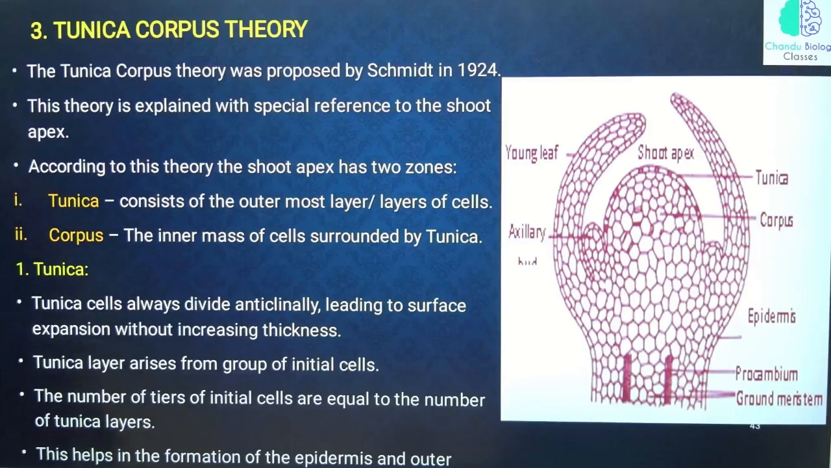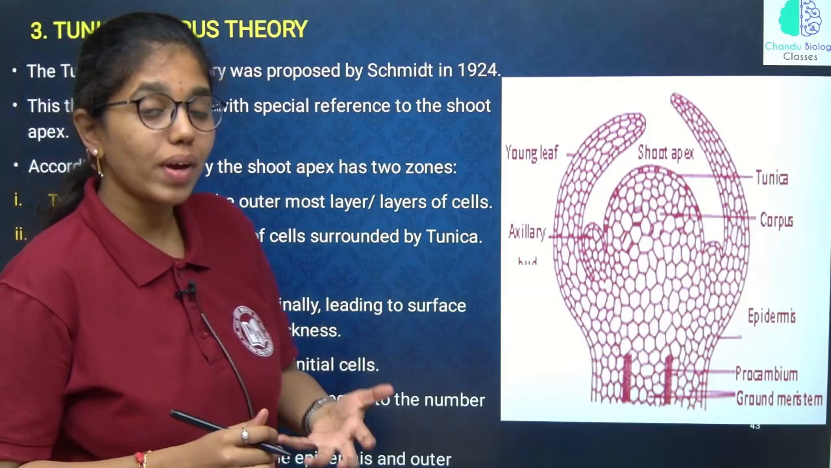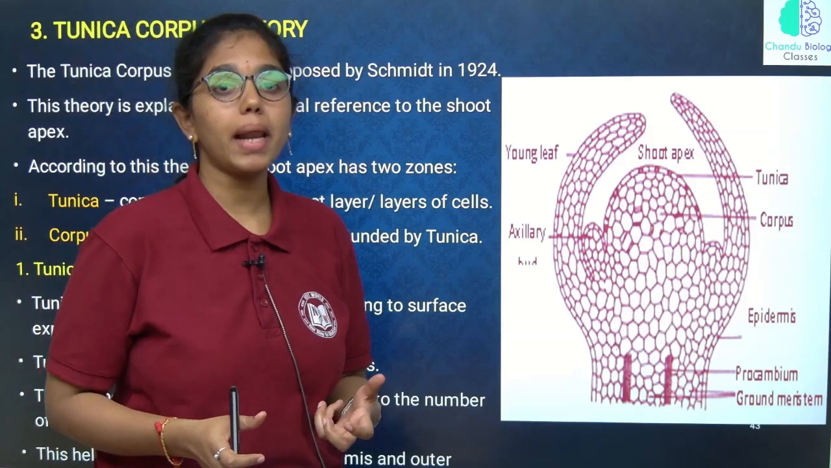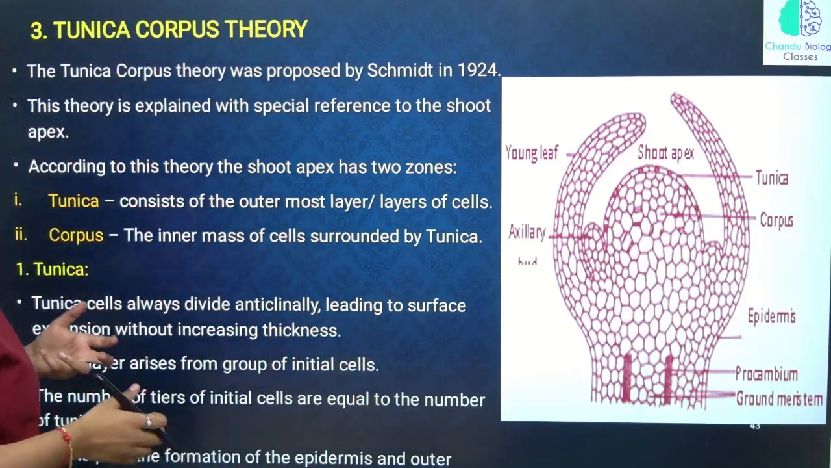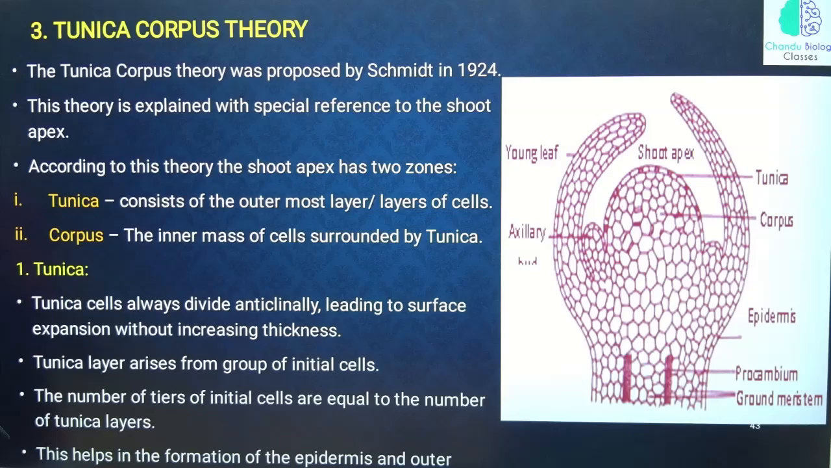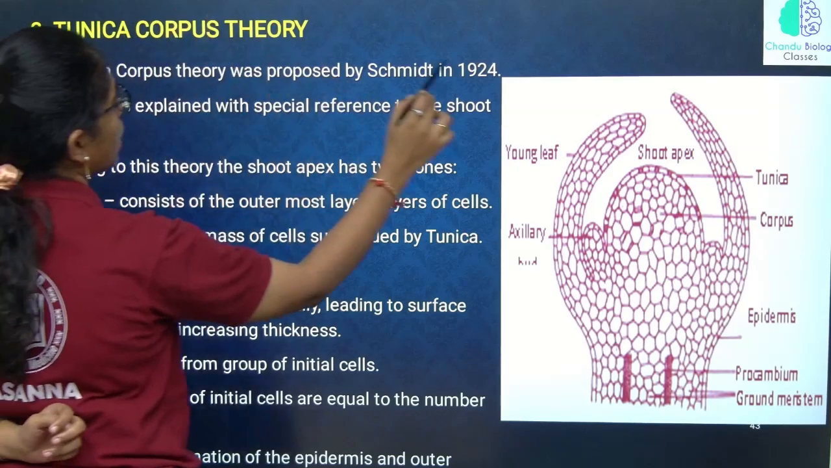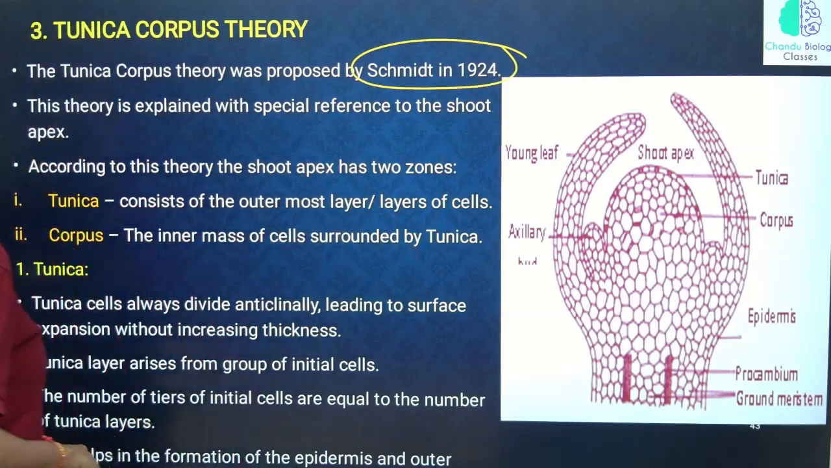So, next is the Tunica-corpus theory, which is very important. This is present in a more distinct form in higher plants like gymnosperms and angiosperms. This theory was given by Schmidt in the year 1924.